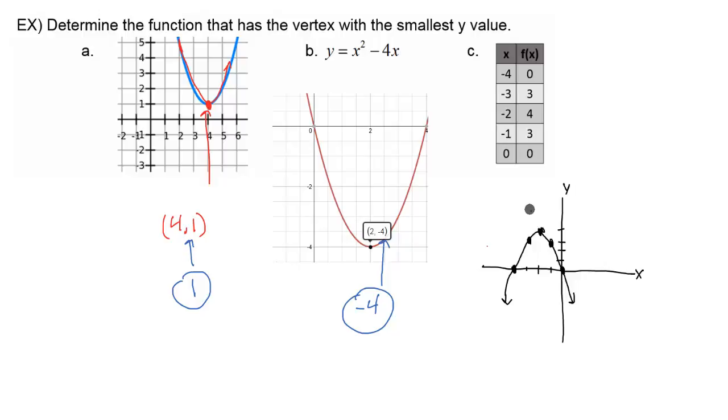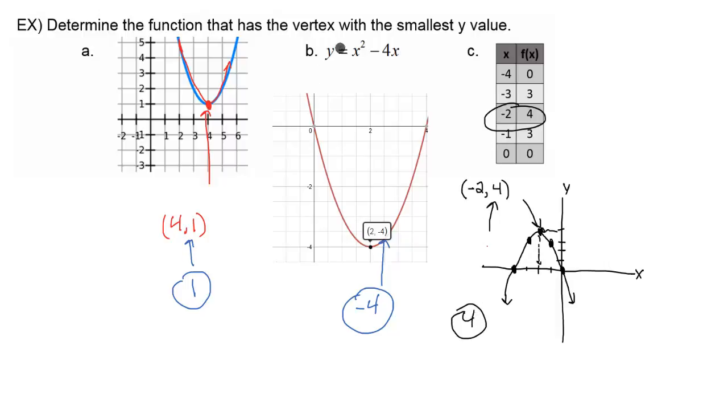And remember, we're looking for the vertex, which is right there. That's going to be the change in direction. And if I look closely, I could see that my x value is negative 2. And then going across to my y-axis, my y was 4. So we've got negative 2 comma 4, and that was this point right here. So now that I know my vertex, I can check out my y value there, which is 4. So the y value of the vertex for C is going to be 4.